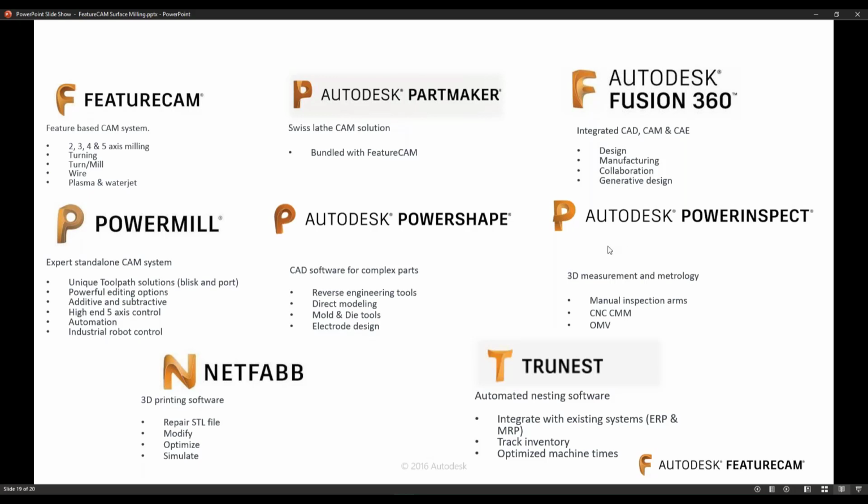Inspect would be the metrology side. So if I'm doing an inspection with a manual arm or on my CNC mill, this would be the software for that tool. And Fusion also has some of these tools built directly into it, as well as some of the tools that are over here directly embedded into Fusion 360. And then below that, we have NetFab and TrueNest: NetFab for 3D printing, and TrueNest is more or less nesting control.